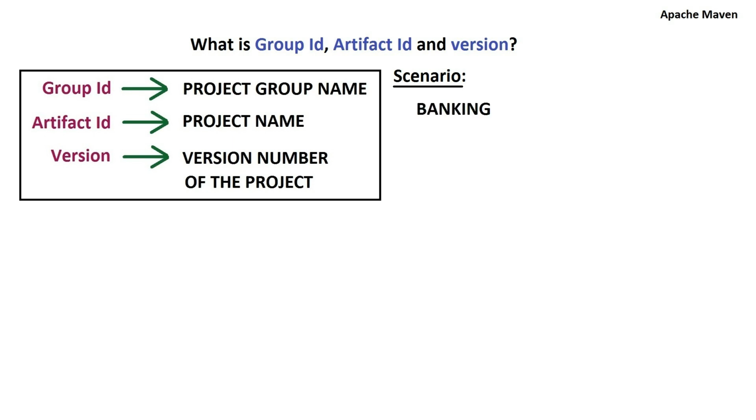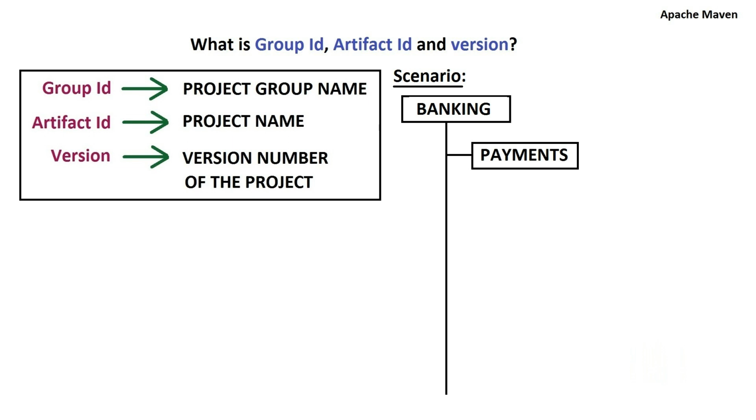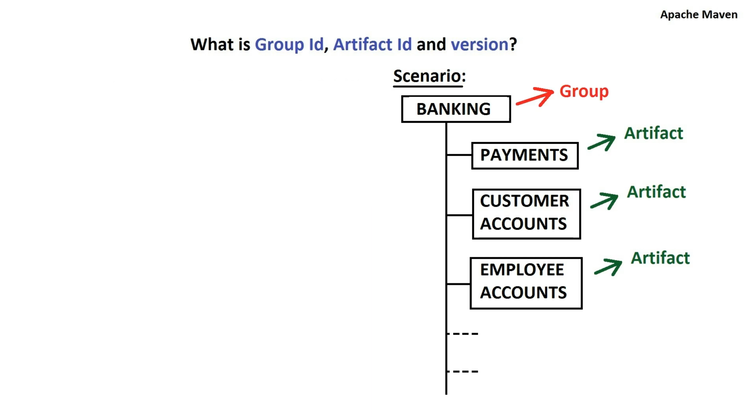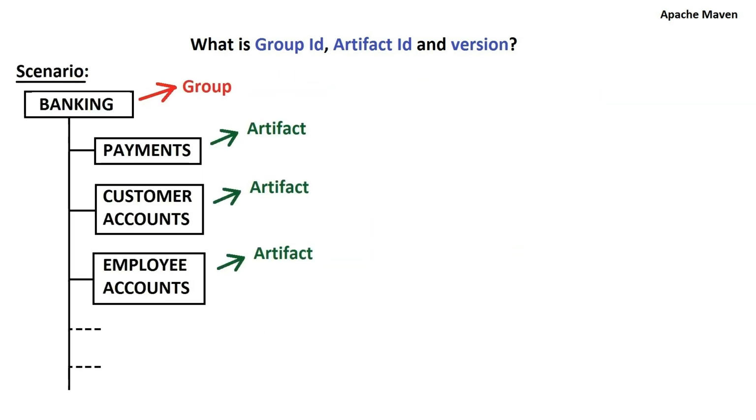Let's consider a banking group project that contains individual projects: payments, customer accounts, employee accounts, and so on. Each of these individual projects is called an artifact. And this is called a group. Let's see in detail about this.